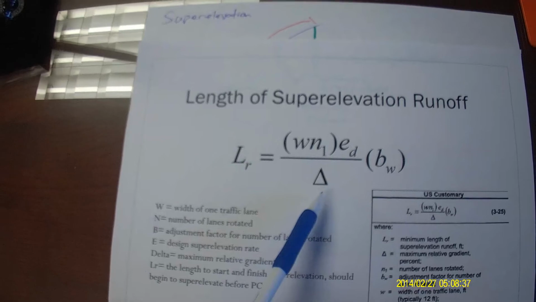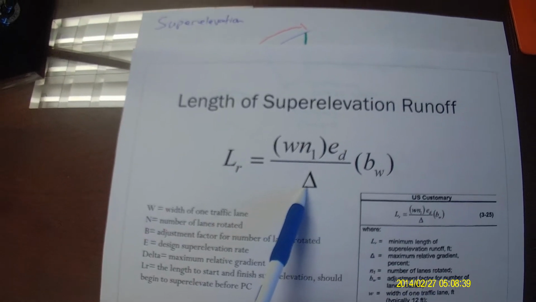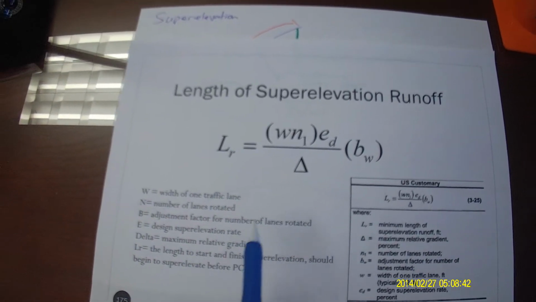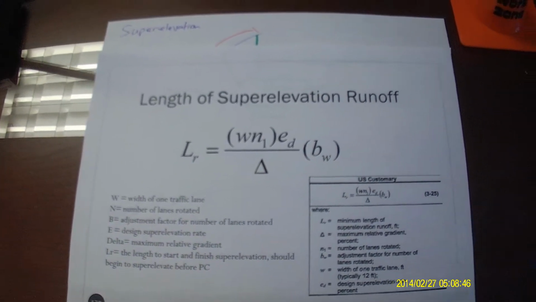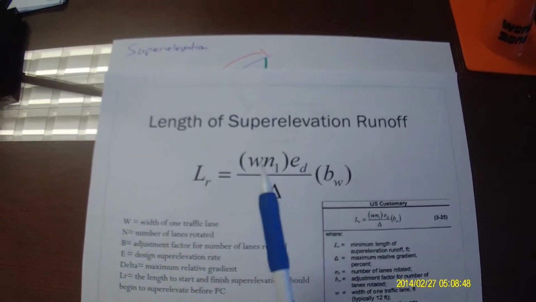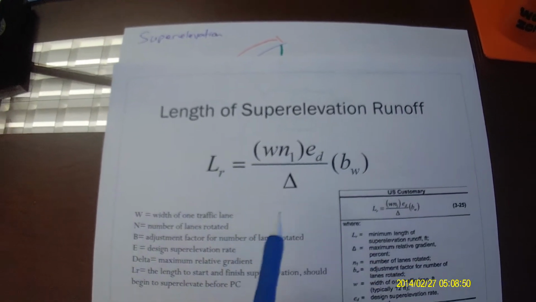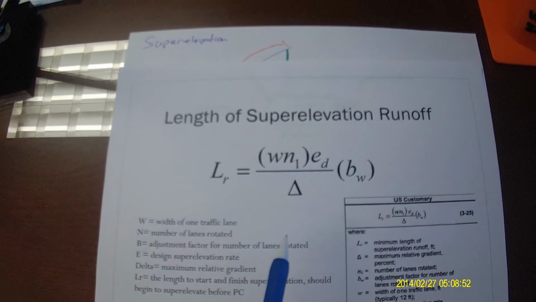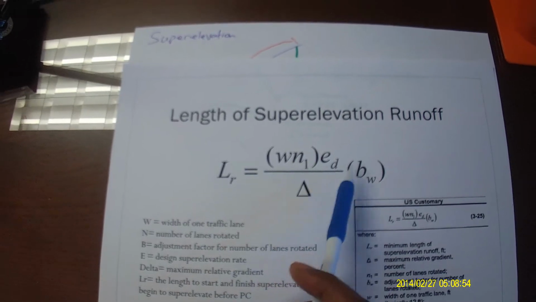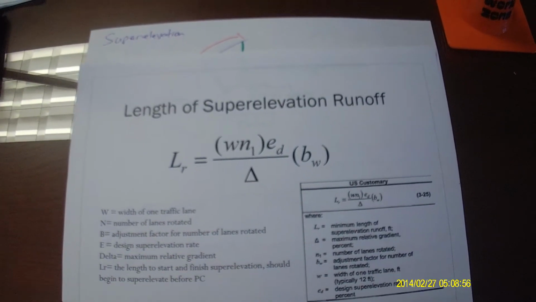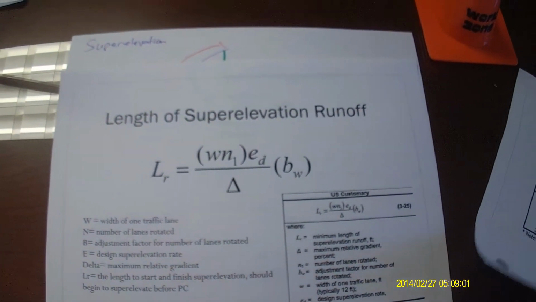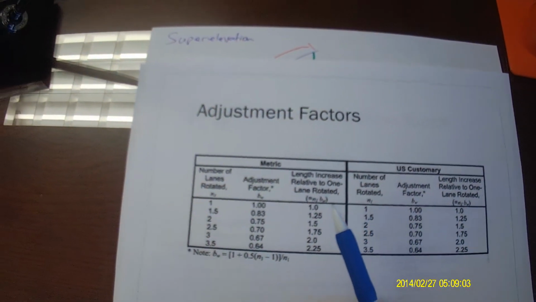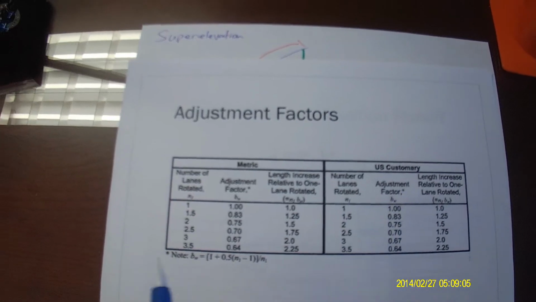And you have your delta, which is your maximum relative gradient, and you have your adjustment factor for the number of lanes that you're going to be rotating. Well, these three terms right here you can pretty much figure out, or they can be given to you. But these two terms here have to be retrieved from a table. So let's look at this first one here, B sub W. That is the adjustment factor, okay?